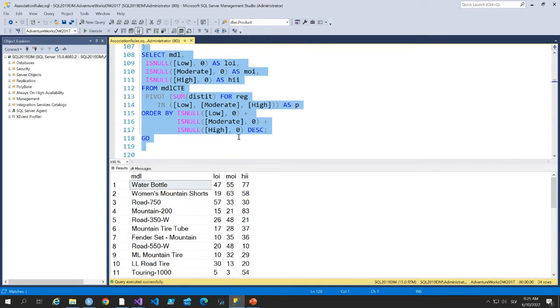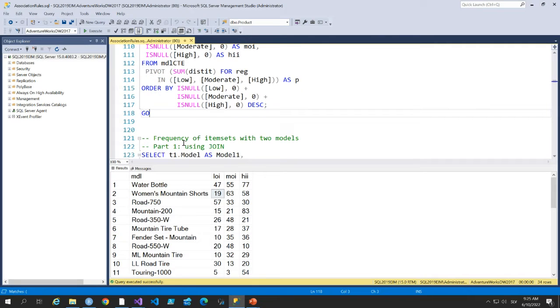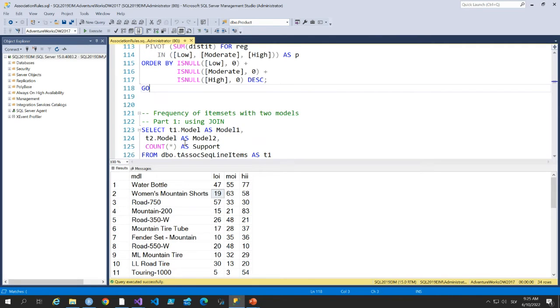And I see that income group is not so important, but it is maybe more for women's mountain shorts, low income group. This is not so negative a product in the low income group. So probably income group tells me more than region.